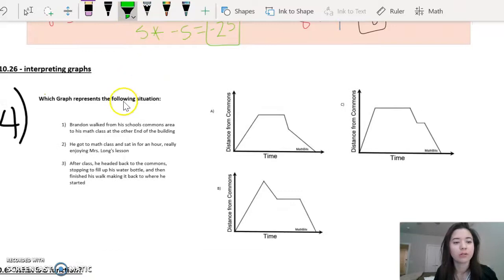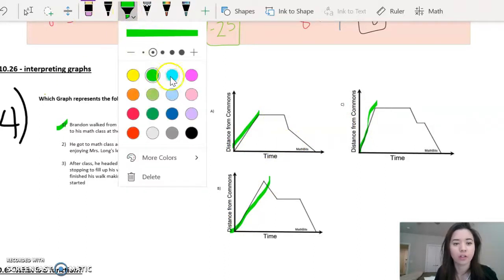All right, so let's break this up one chunk at a time here. The first one is Brandon walks from his commons area to the class at the other end of the building. So for all of these, the distance should be increasing, and you can see it is, right? We're increasing, increasing, increasing, meaning we're getting further away. So all of those, we're off to a strong start.